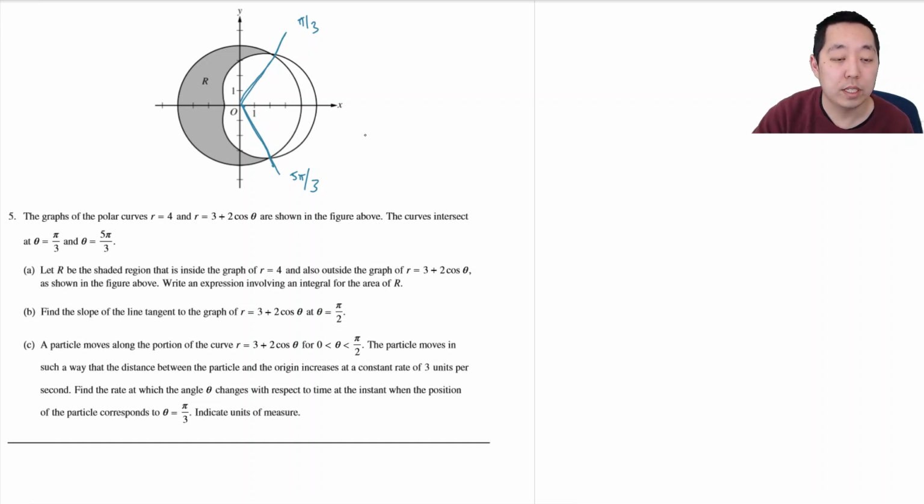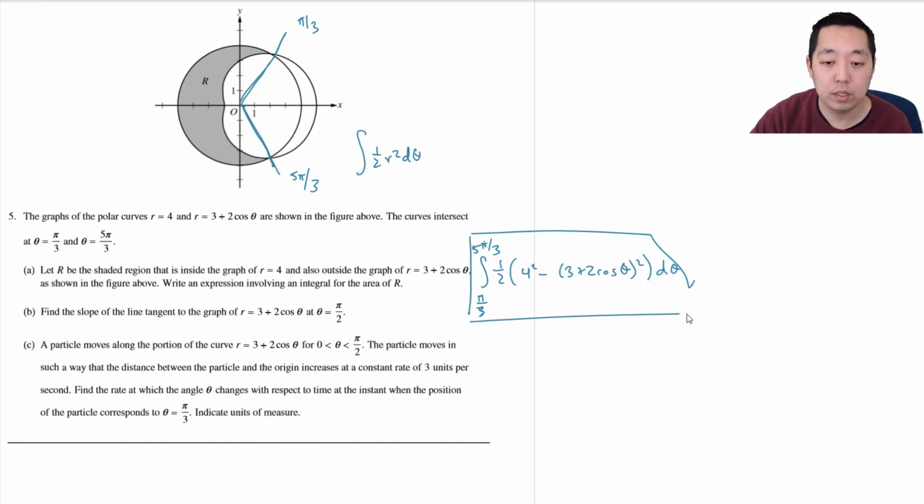Well, in general, the area is 1/2 r squared d theta when you have r is equal to something. And so we're going to do the area of the big circle minus the area of the little circle. So what I'm going to do here is the integral of 1/2 times the r of the big one is 4, so that's 4 squared, minus r of the little one, and that's 3 plus 2 cosine theta squared, over d theta. And I'm integrating from pi over 3 to 5 pi over 3. Okay, so that would be my integral.